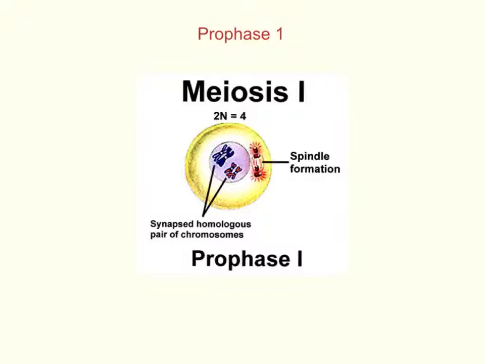Homologous chromosomes are attracted to each other and pair up. One from the organism's father, another from the mother. Crossing over occurs. Crossing over allows DNA from maternal and paternal chromosomes to mix. Then the spindle fibers form.